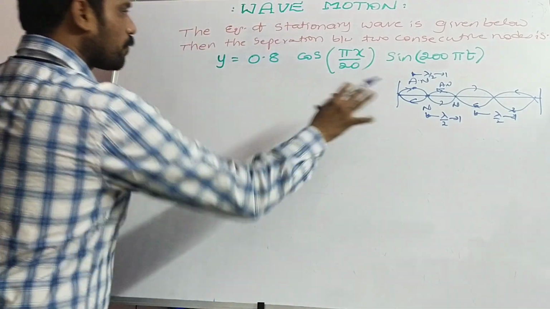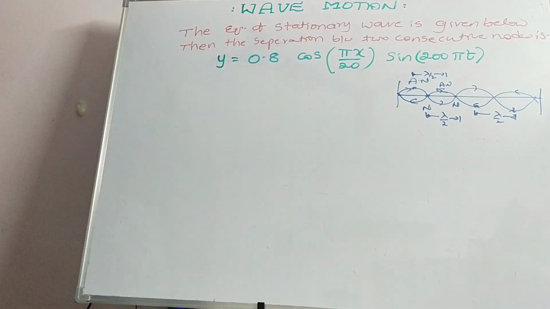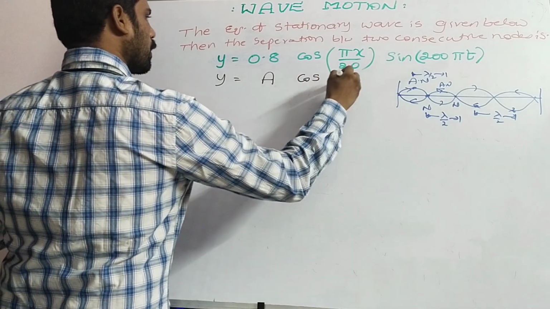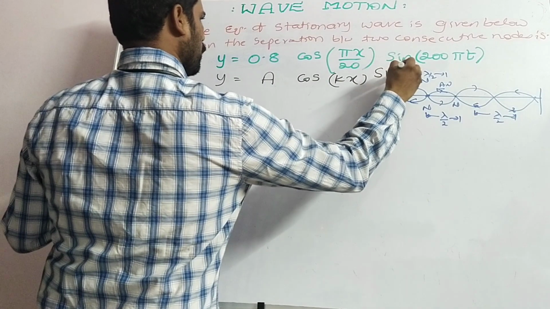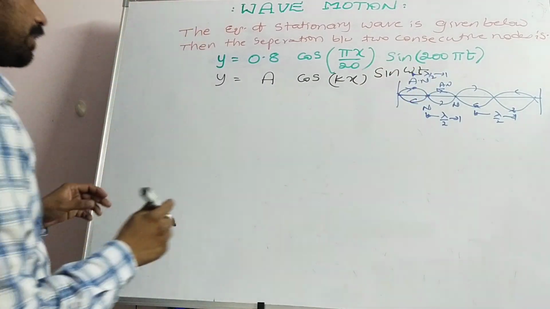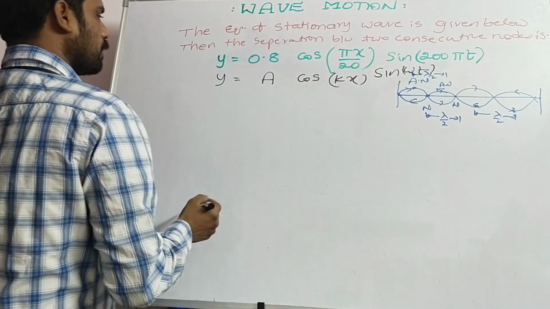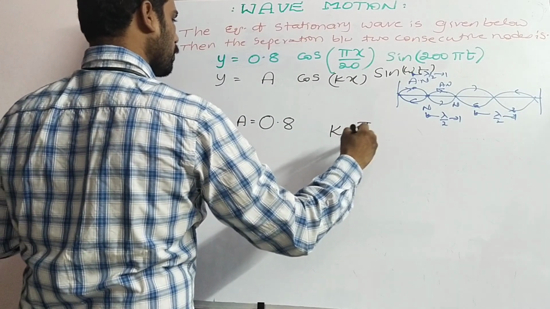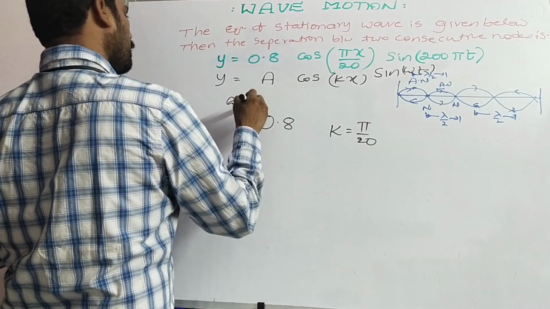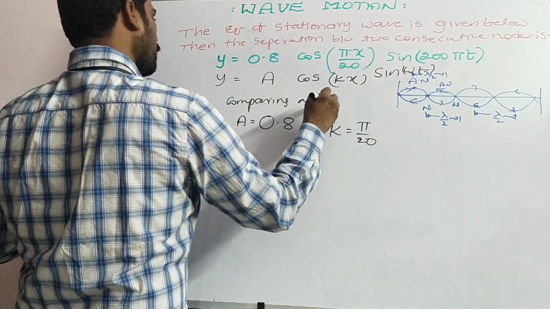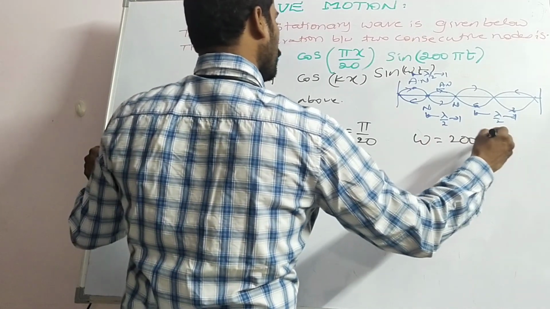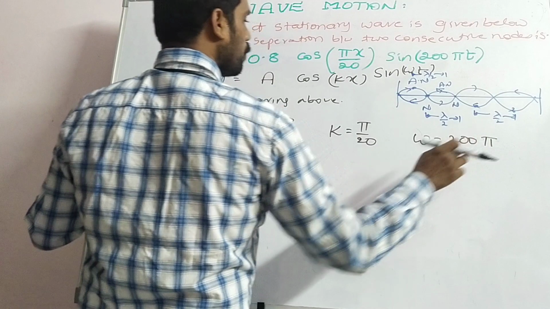So now we have to find lambda by 2. From the given expression, we can write it in the form y is equal to a cos kx sin omega t. By comparing this, we get a is equal to 0.8, k is equal to pi by 20, and omega is equal to 200 pi.